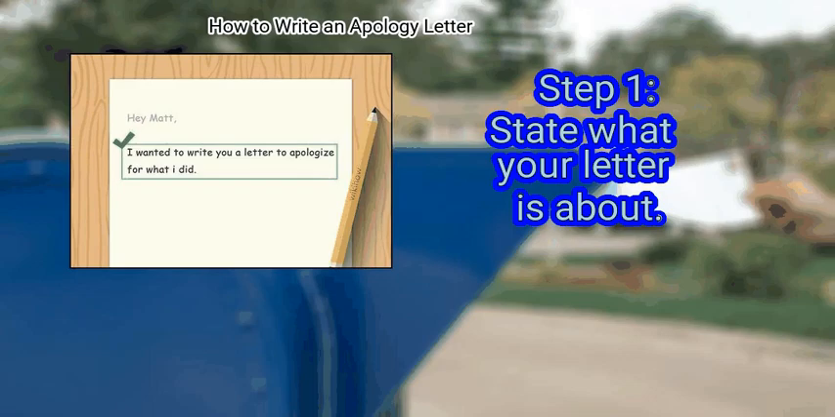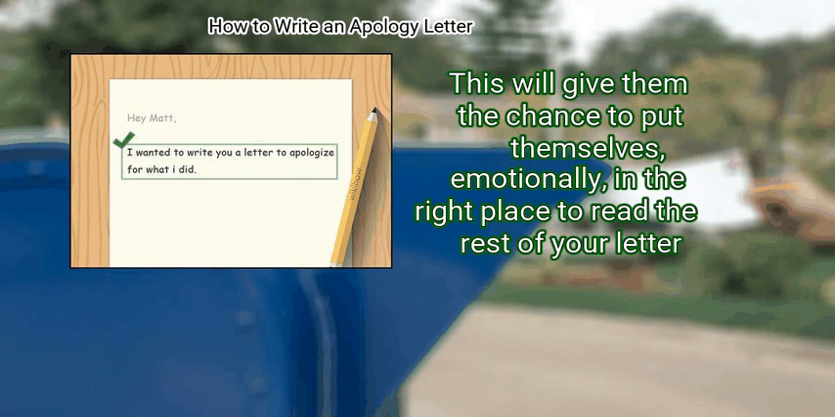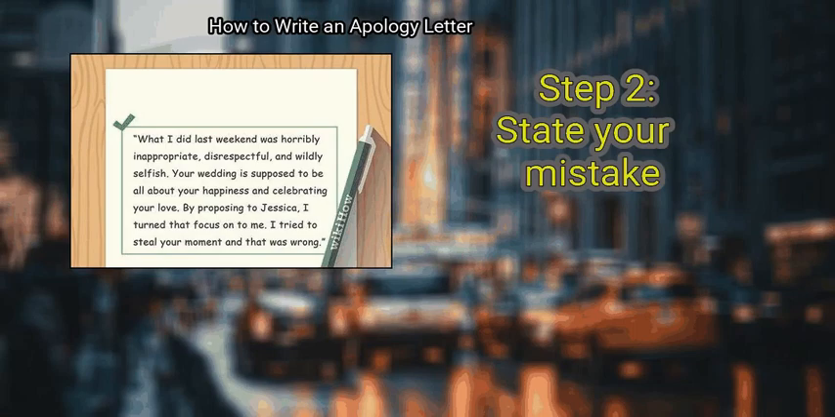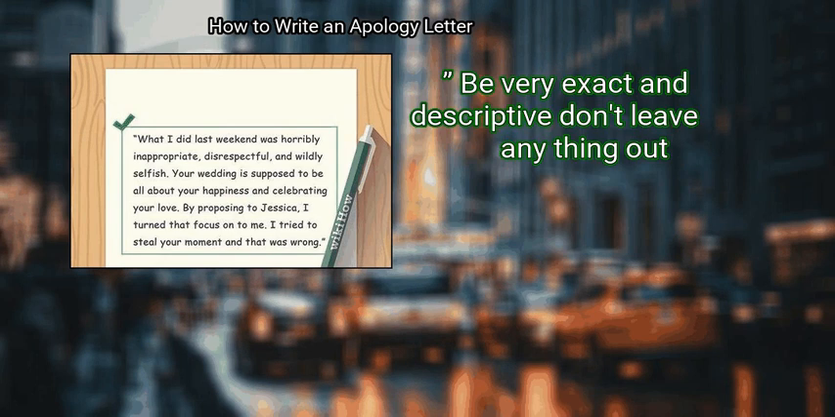First is state what your letter is about. It's a good idea to begin by letting them know that this letter is an apology. This will give them the chance to put themselves emotionally in the right place to read the rest of your letter. Step 2. State your mistake. Say something like, "What I did last weekend was horribly inappropriate, disrespectful, and wildly selfish." Be very exact and descriptive, don't leave anything out.